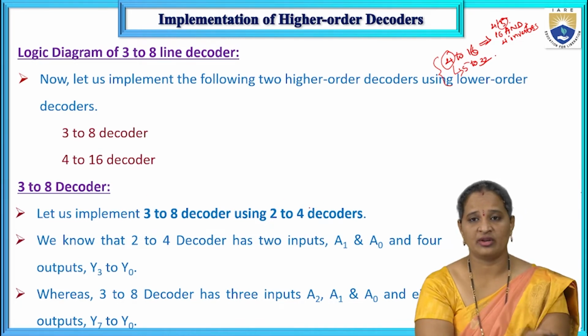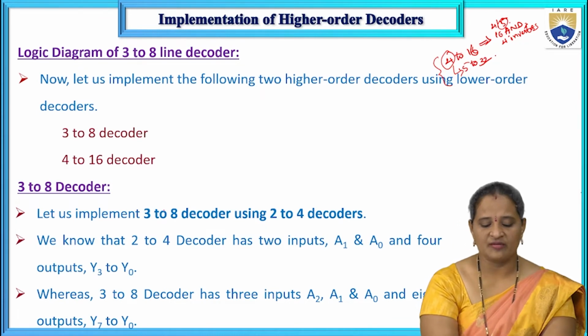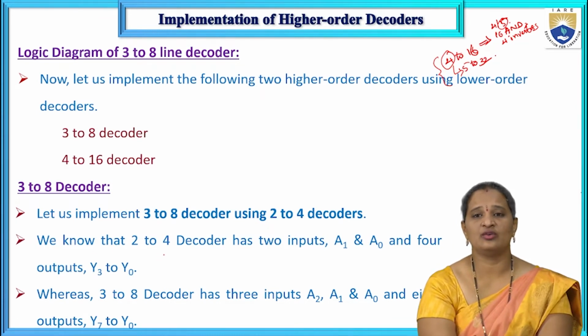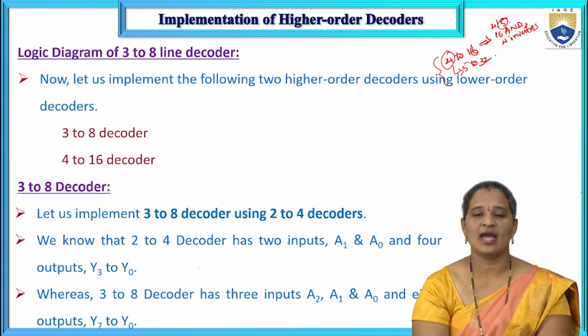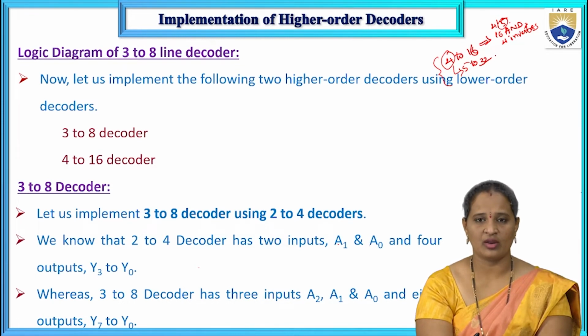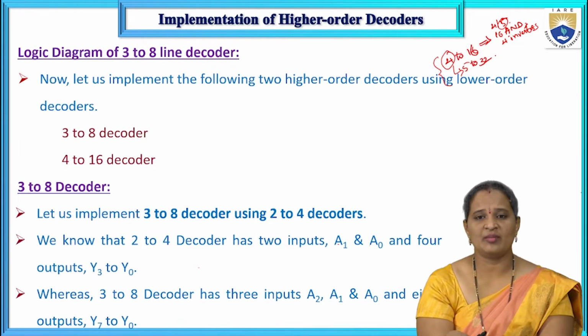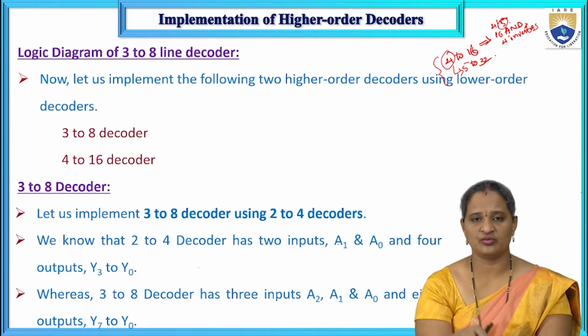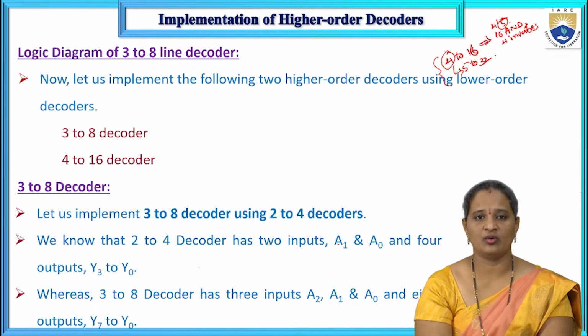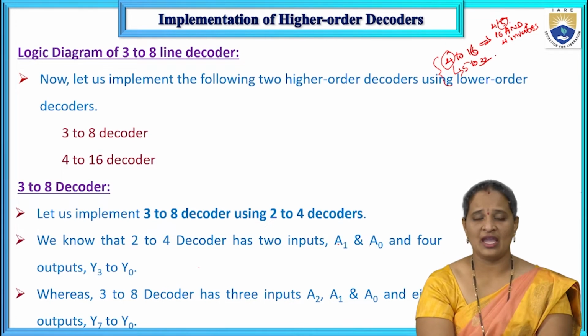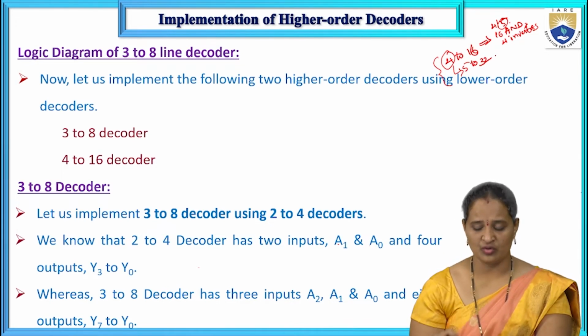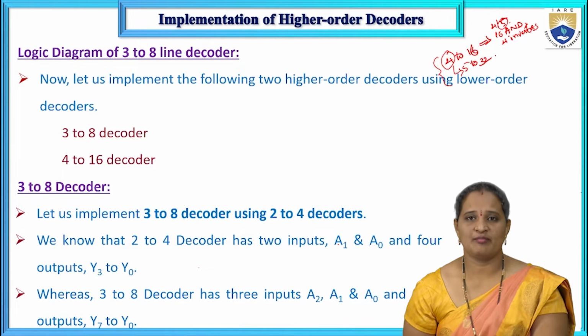How many decoders are required first of all? We know that a 2 to 4 decoder has 2 inputs and 4 outputs. The 2 inputs are represented with A1, A0, and the 4 outputs are Y3, Y2, Y1 and Y0. Now, I want to implement a 3 to 8 decoder using 2 to 4 decoders. In a 3 to 8 decoder, I have 3 inputs and 8 outputs. The 3 inputs are A2, A1, A0, and the 8 outputs are Y7 to Y0. So now the implementation.